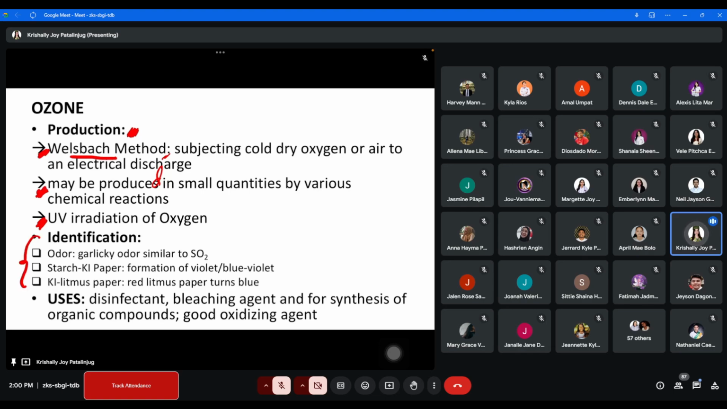For the identification test of ozone, it can be done by determining its odor characteristic, a garlicky odor, or with the use of potassium iodide tests with starch, potassium iodide, or potassium iodide litmus paper. These are the positive results, indicators of the presence of ozone. That's the confirmatory test for the presence of ozone. As for its uses, it is a powerful oxidizing agent, so its action relates to that property. It can be used as a bleaching agent and disinfectant. So that's ozone, and then we're done with oxygen.